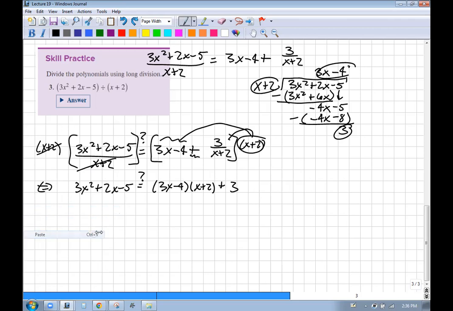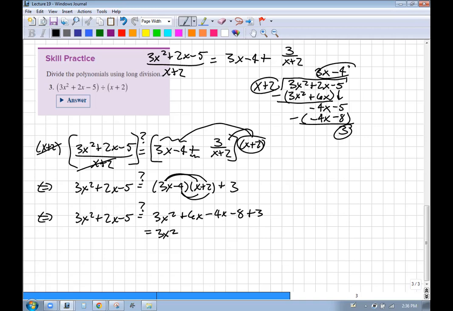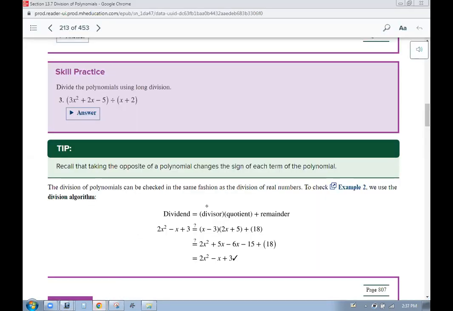So are these the same? Well, if we multiply this out, we have 3x squared, a 6x, a minus 4x, a minus 8, and a plus 3. This is 3x squared plus 2x minus 5. These are the same thing. So yeah, it worked out correctly. Okay. You can always check your work on these.